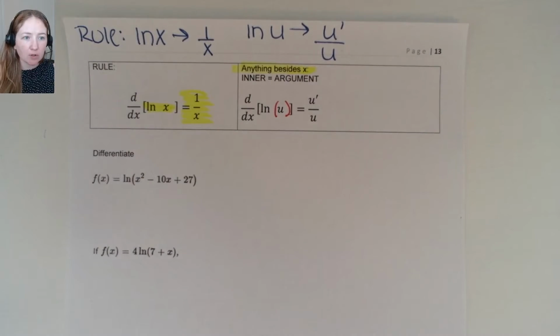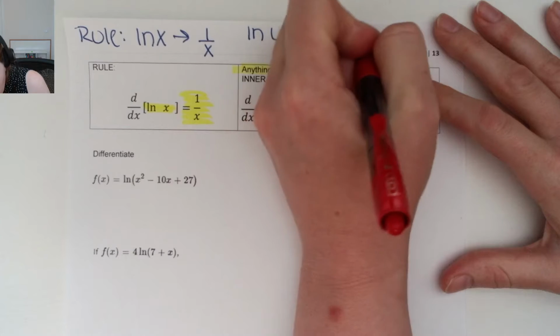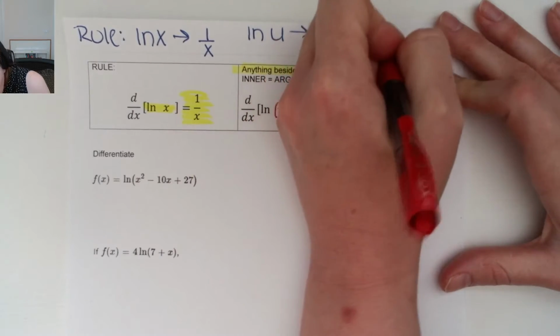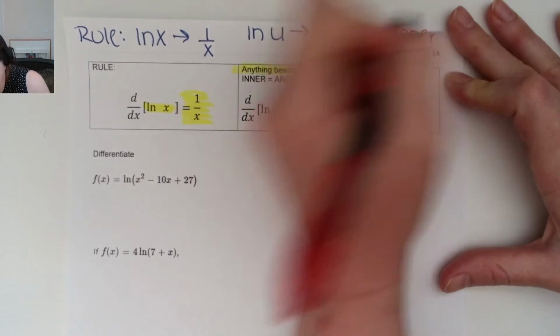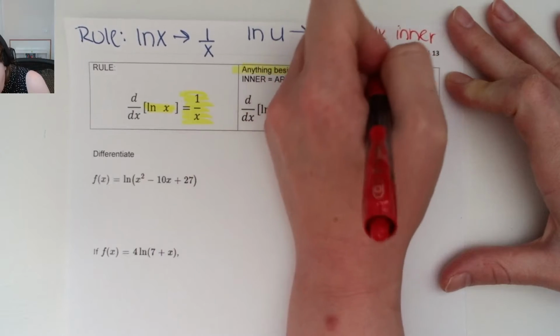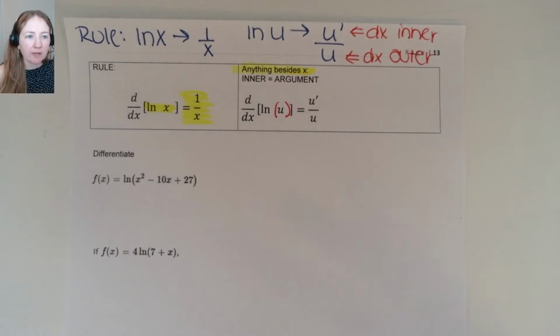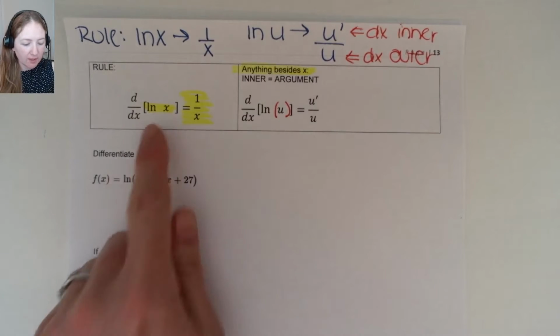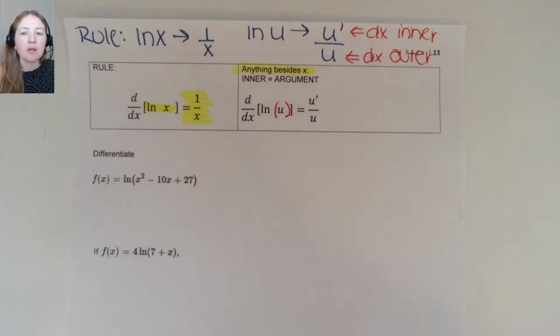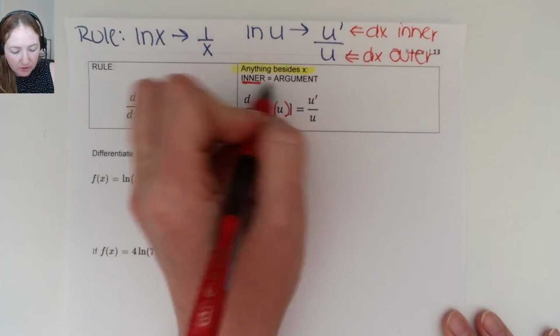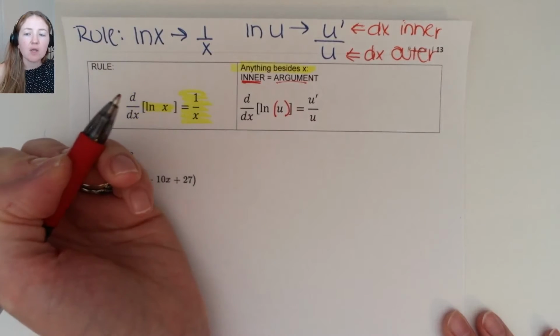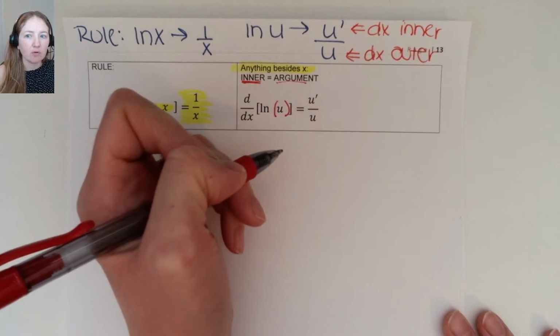And the reason for this, just very quickly, is that this u prime is like your derivative of your inner function, and this u is the derivative of the outer function. So when we are talking about the natural log, if it's just x, it's going to go to 1 over x. But if there is a more complex argument, then we need the chain rule because this inner function will be the argument. So that's where it becomes u prime over u.